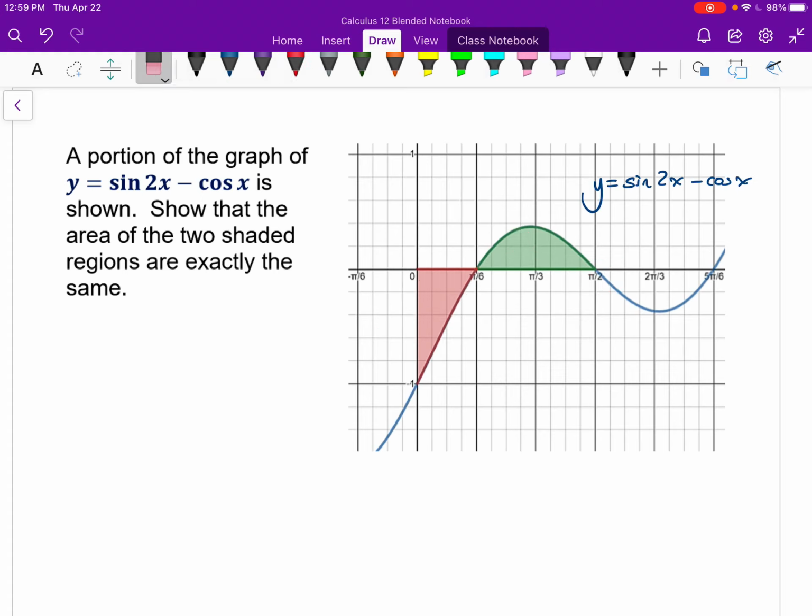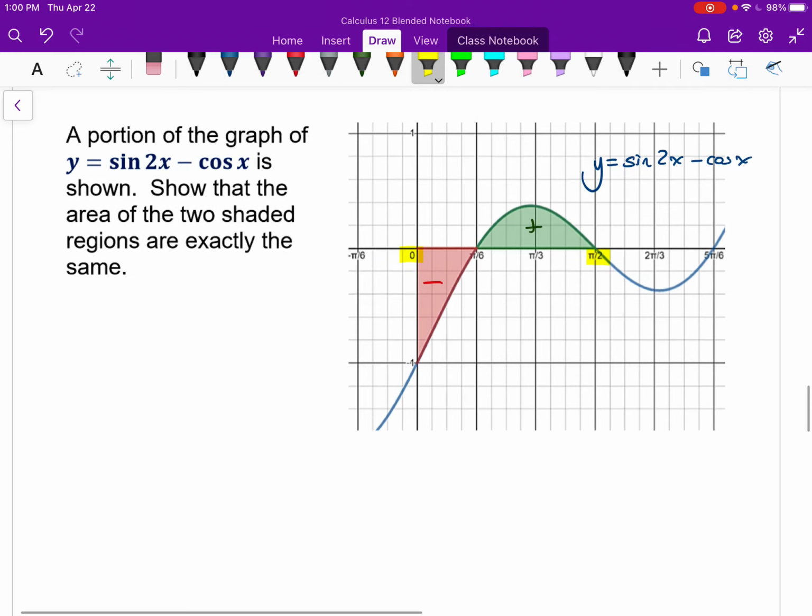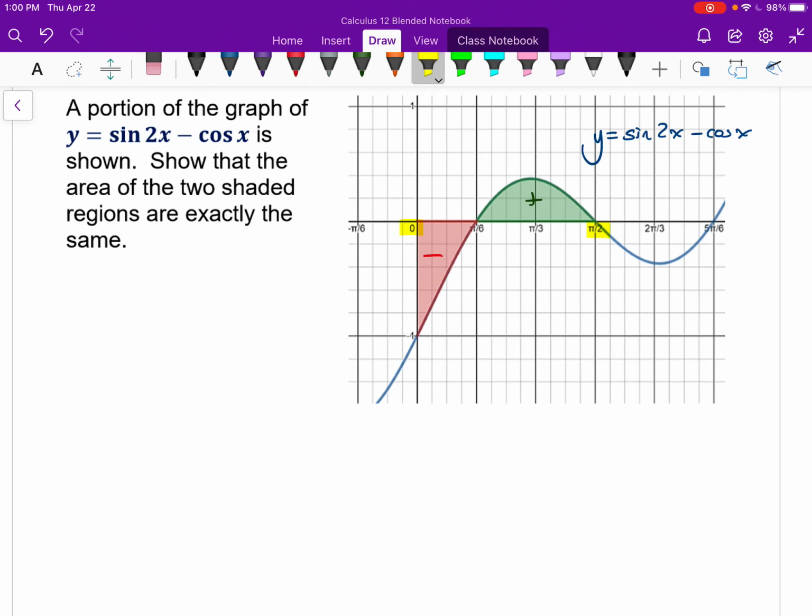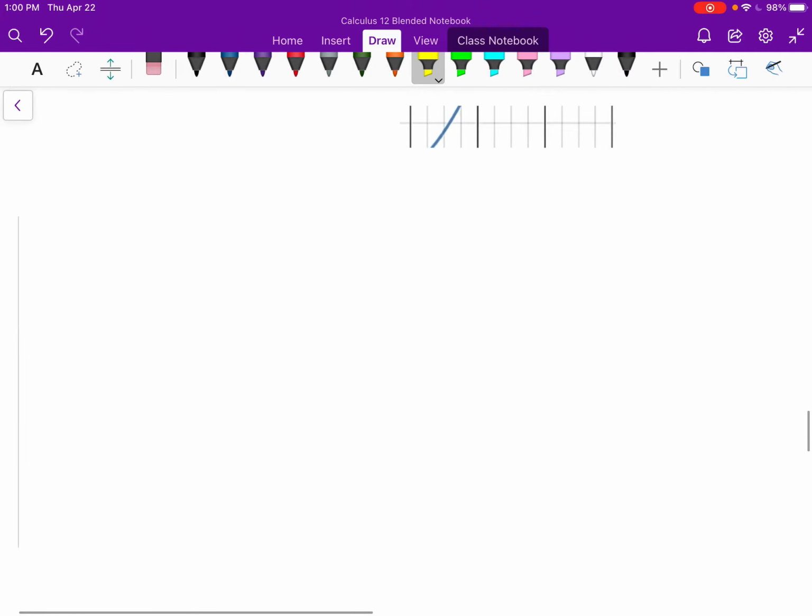Well, if these two regions really have the exact same area, and one is negative and one is positive, then I know that altogether the area together must equal 0, which means I know the integral from 0 to pi over 2 must equal 0. And so if I can show that the integral of this function, sine 2x minus cos x, from 0 to pi over 2 equals 0, then I've proven these two must be the same. So I like that a little better. So I'm going to set it up like that.